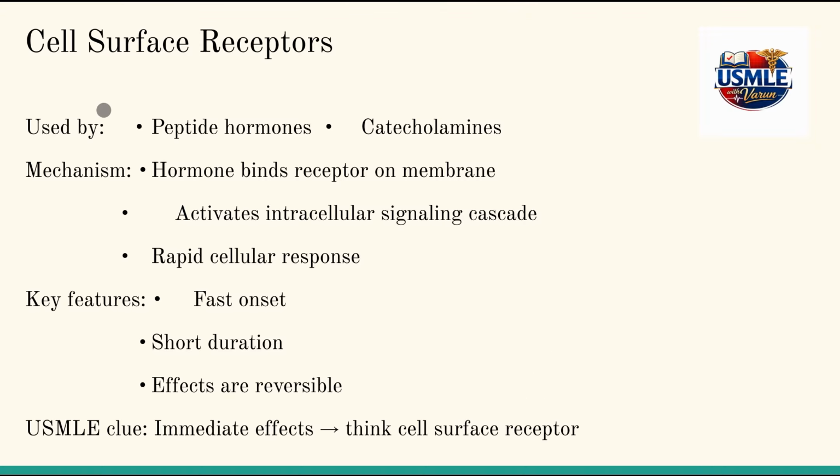Cell surface receptors are used by peptide hormones and catecholamines. Catecholamines we have discussed. They're amine hormones. So catecholamines behave more like peptide hormones, whereas thyroid hormones behave more like steroid hormones.